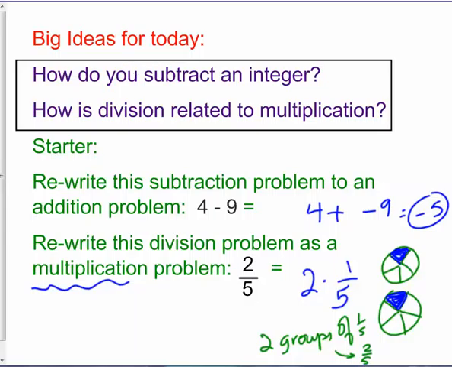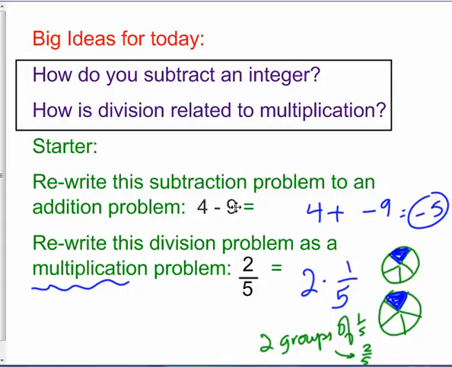The big ideas today were about how you subtract an integer and how division is related to multiplication and some special properties in algebra. So we started by seeing if you could write this subtraction problem as an addition problem. And a lot of you didn't know how, but we reviewed it, and remember to subtract an integer, you always add its opposite. So 4 minus 9, if I have 4 euros, I can't spend 9 euros without borrowing some euros. So this is like having 4 euros in your pocket and adding a debt of 9 euros.